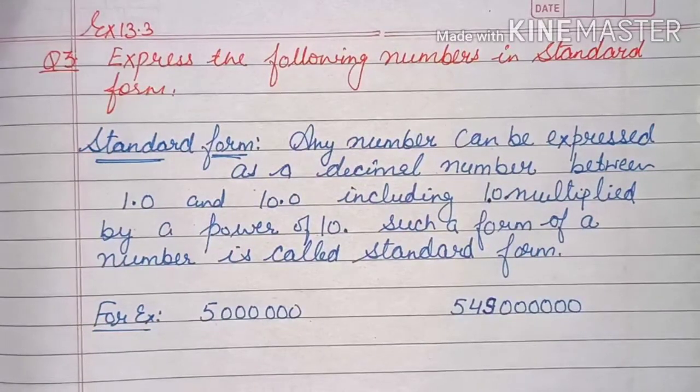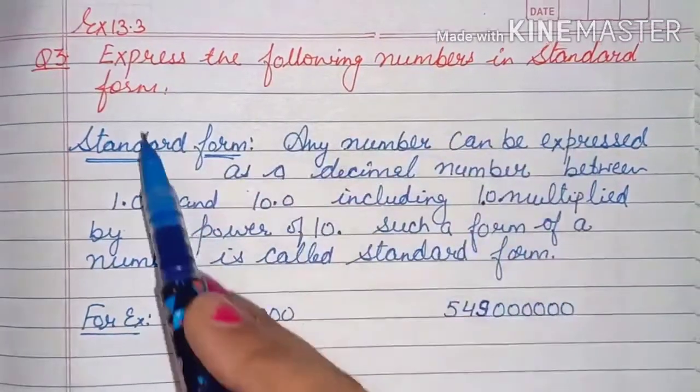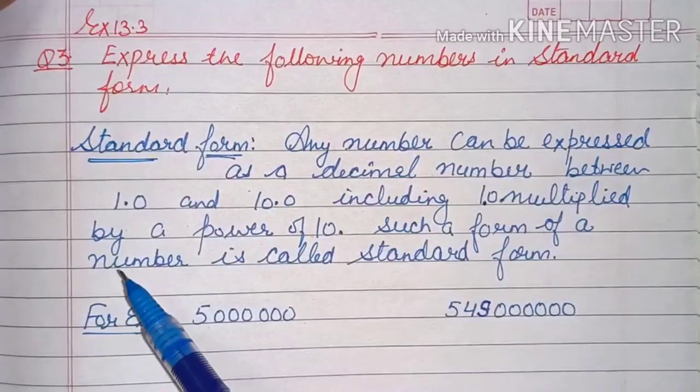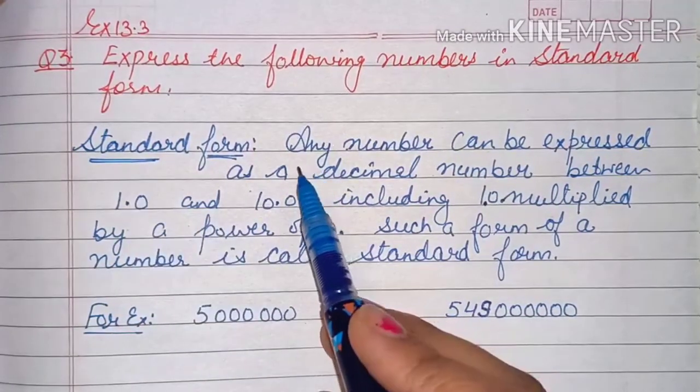Let's see question number 3. It is given: express the following numbers in standard form. So what is standard form? To write very large numbers or very small numbers, we use standard form. So let's see what it is.